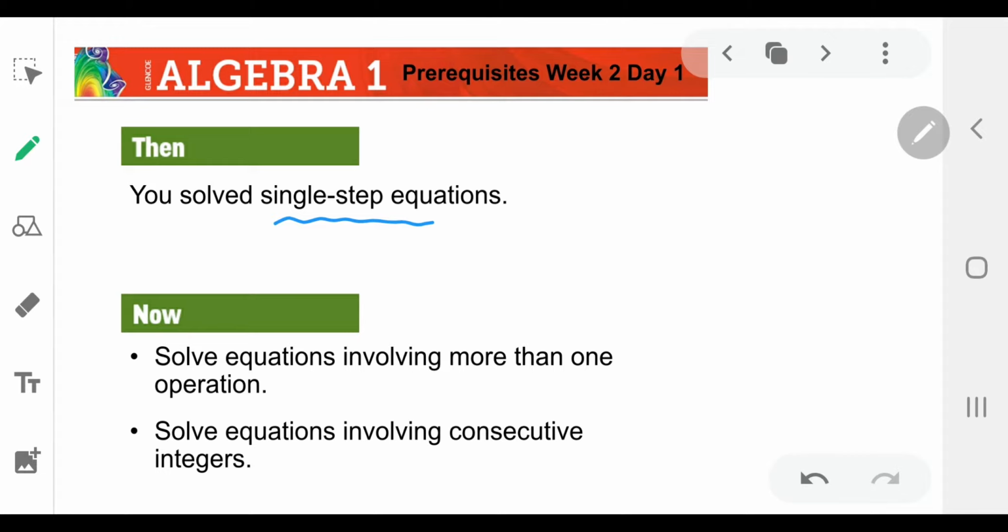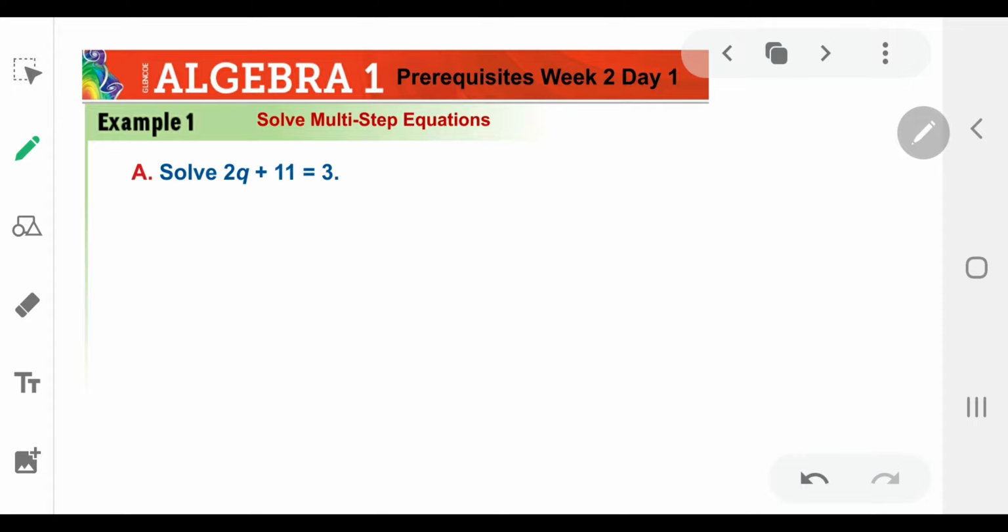As I said in the beginning of the video, a single-step or one-step equation means it requires one operation to isolate the variable, get the value, and solve the equation. Today we're reviewing equations involving more than one operation. So it's not only a one-step equation. You might use two operations or more to solve the equation. This is today's objective.